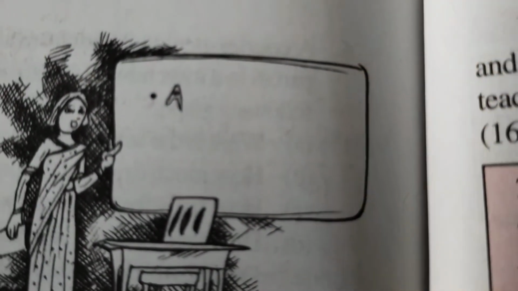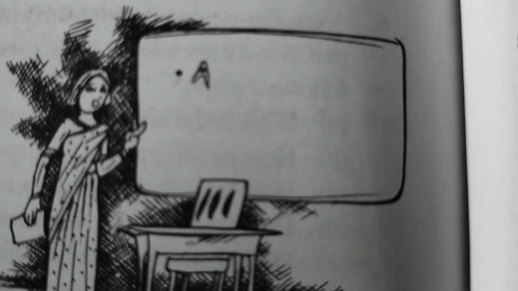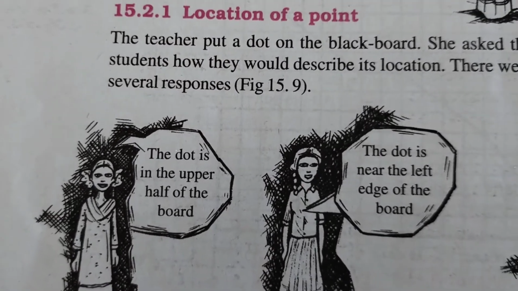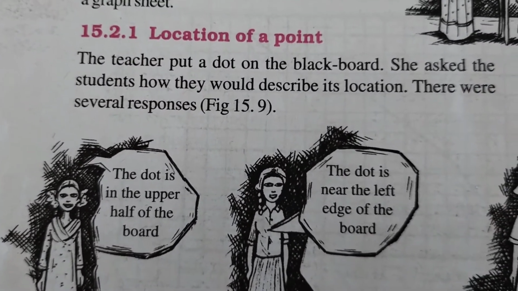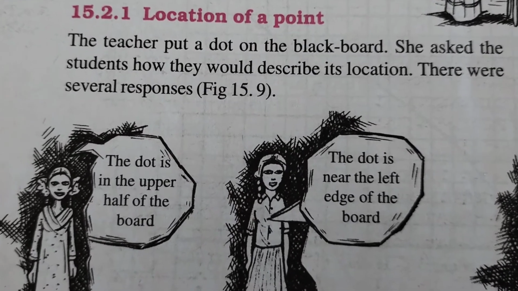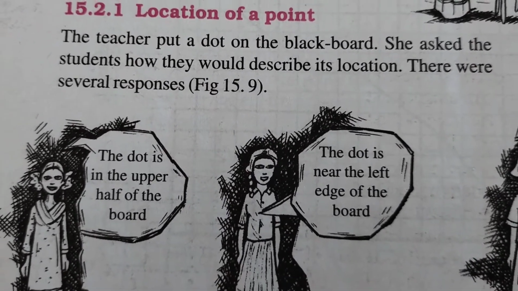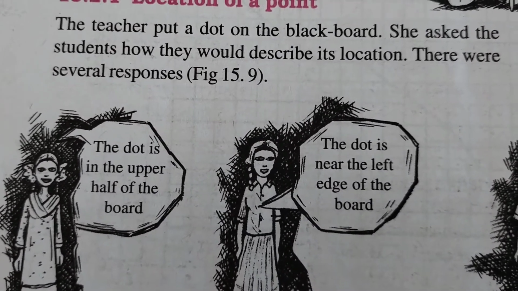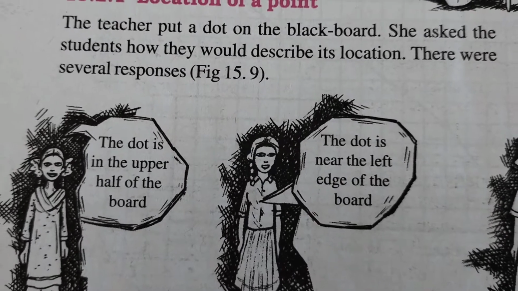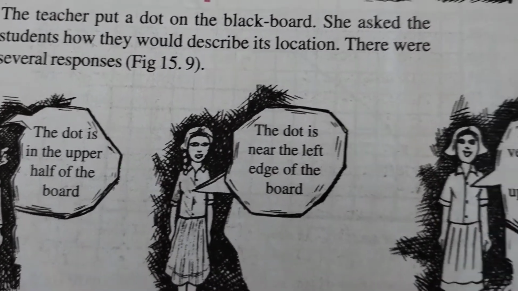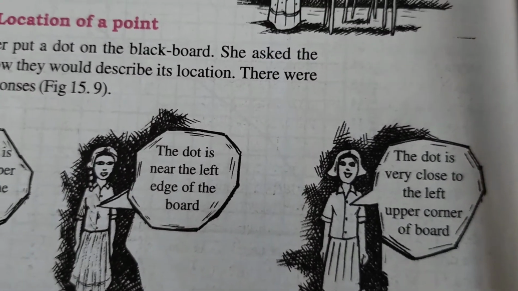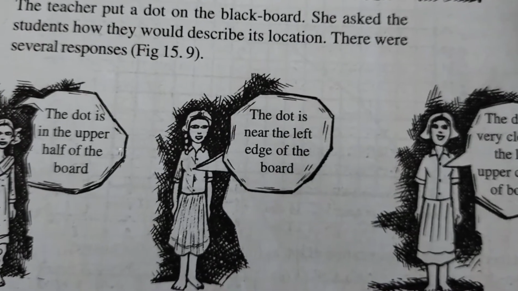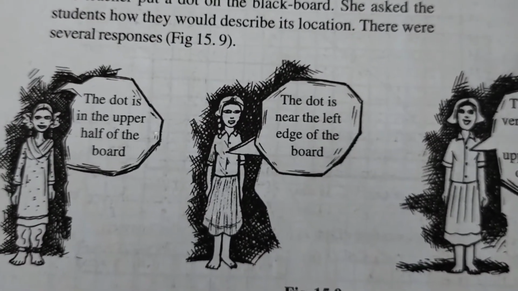Look at this. The teacher is standing near the board and she located a point A on the board. Now look, location of a point. The teacher put a dot on the blackboard. She asked the students how they would describe its location. There were several responses. One: the dot is in the upper half of the board. The second person says the dot is near to the left edge of the board. The third says the dot is very close to the left upper corner of the board. Here we can observe three responses when the teacher asks a question.